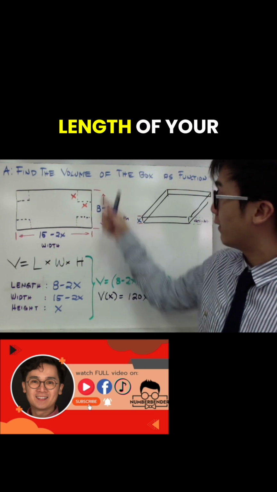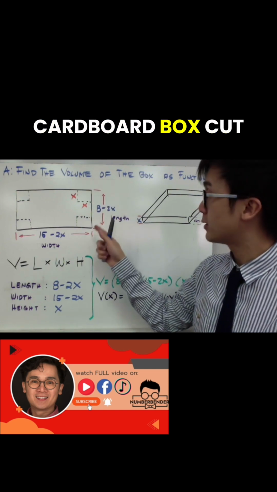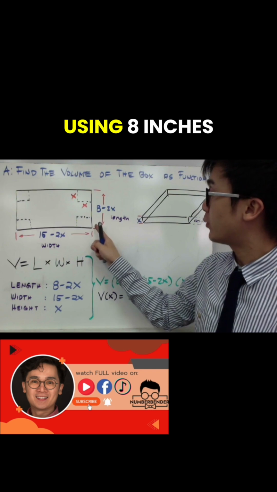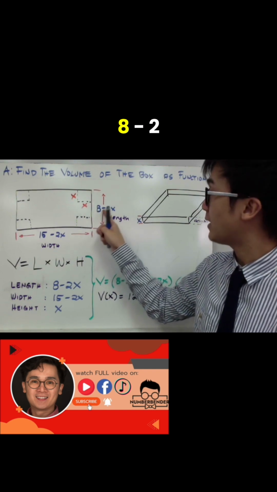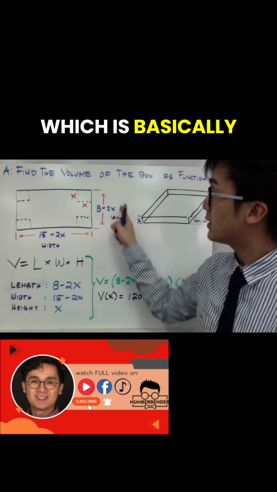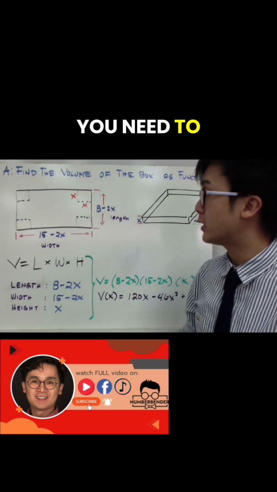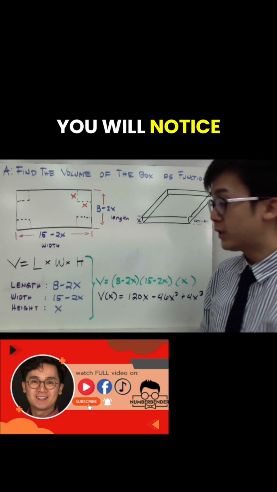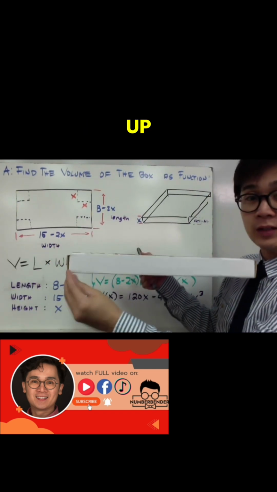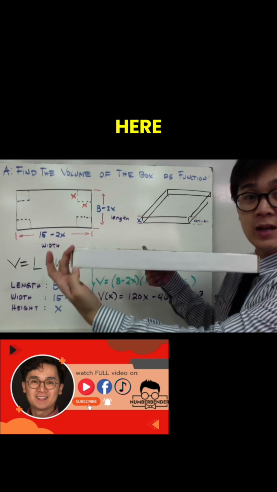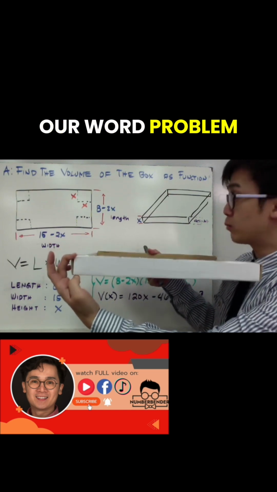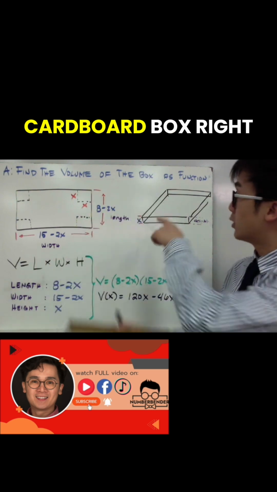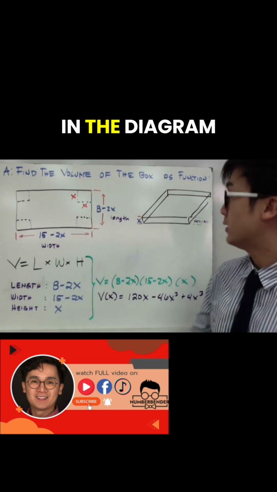Now for the length of your cardboard box, the cut out here will be measured by x inch. So instead of using 8 inches, now you have 8 minus 2x, which is basically the part of your cardboard that you need to cut out. For your height, if you fold this up, you will notice that this will be the corner that you fold out, and it creates a height right here, measured by x in our word problem. So this one will be our height x in our cardboard box. It's illustrated in the diagram as well.